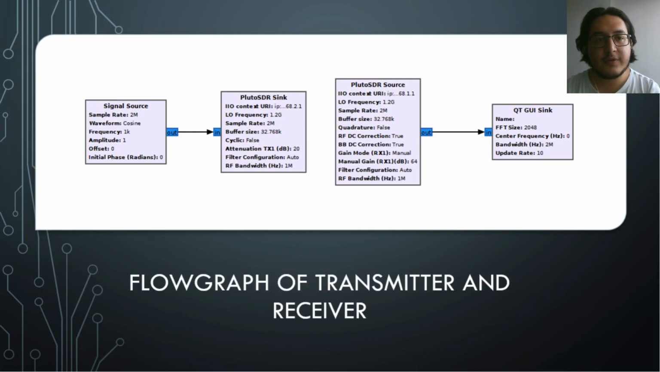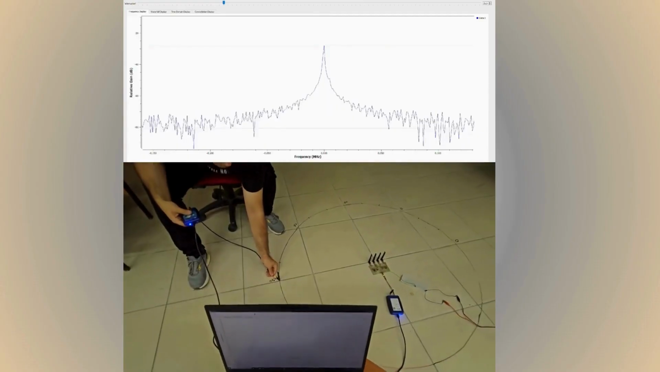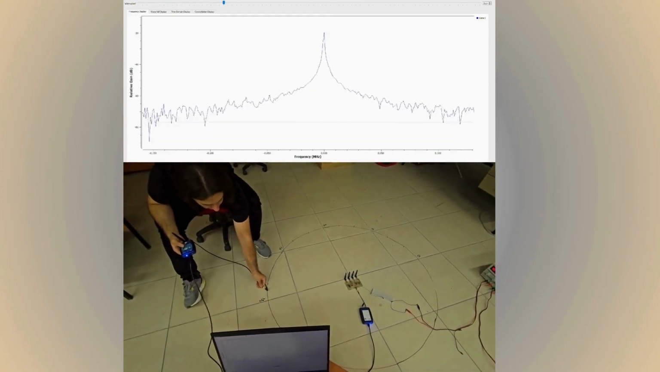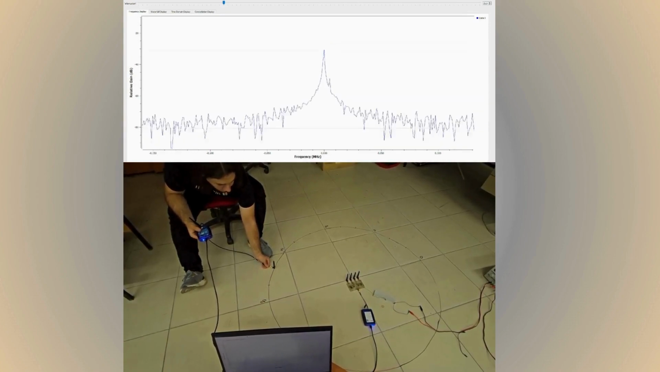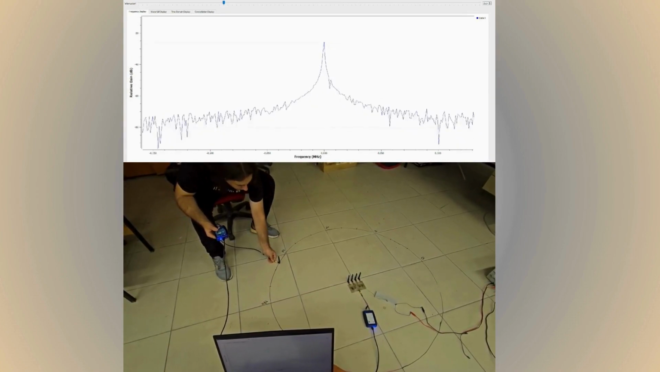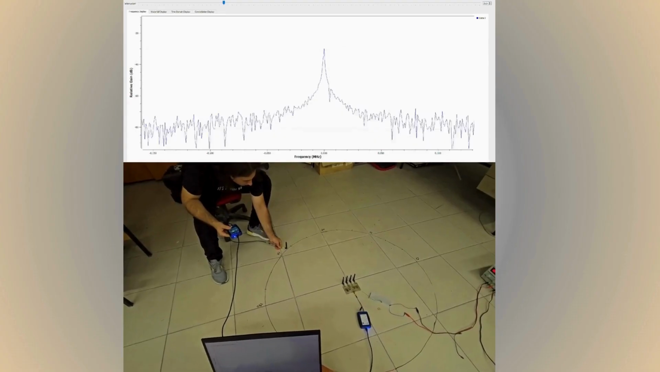In this flow graph, we used a signal source to generate a 1 kHz cosine signal, a Pluto SDR sink as a transmitter, a Pluto SDR source as a receiver, and a QT GUI sink to read data from the SDR. To evaluate the performance of the design, we conducted various tests for different PIN diode configurations. We placed the antenna array on a 45 cm radius circle and took measurements from different angles.